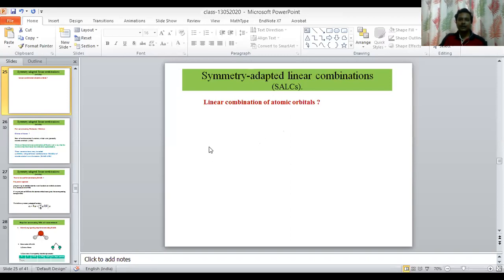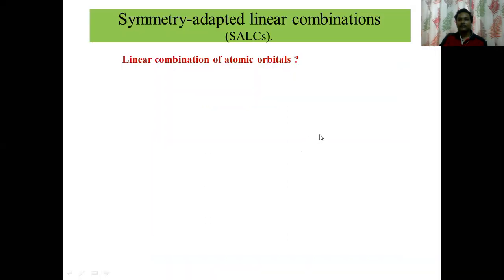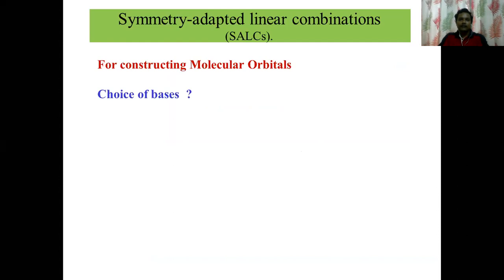Now, if we go for the symmetry adapted linear combination, we have a couple of things to do. That is basically how we consider the symmetry of the orbitals, and then what is the way we combine them, right? Okay, so here we go.